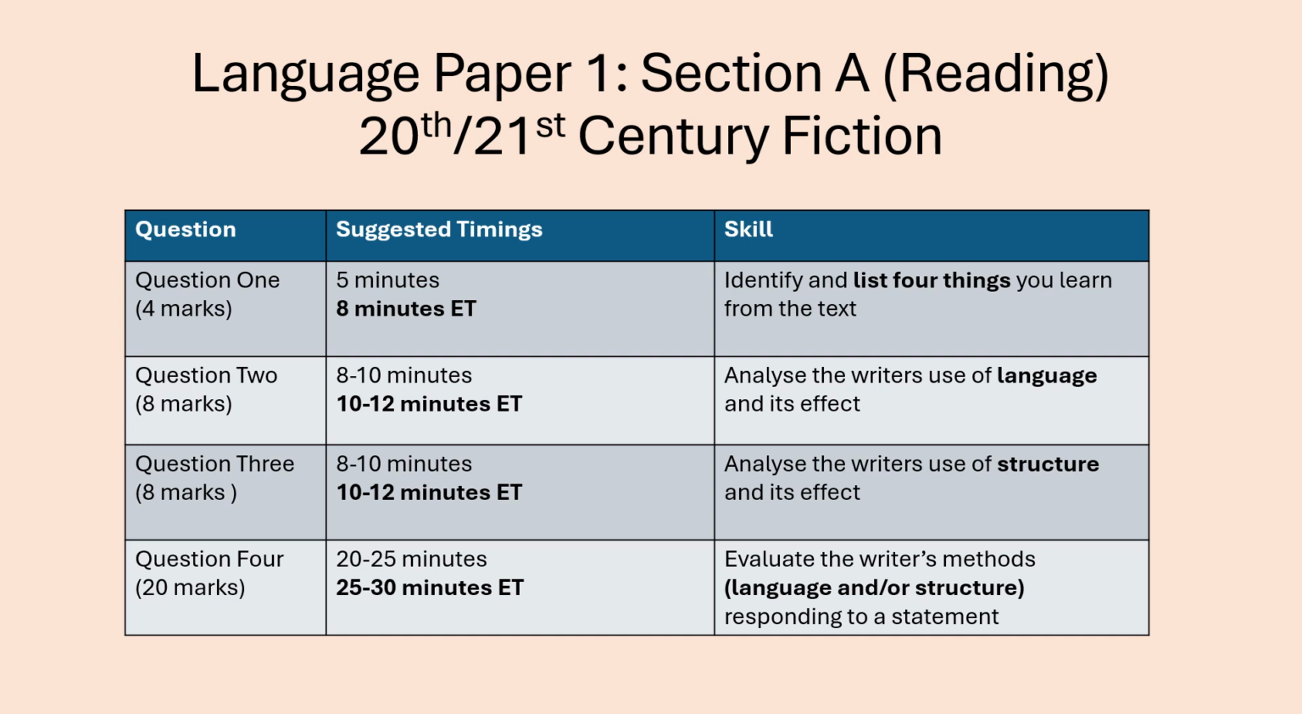Following Section A, you'll have Section B, the writing section, which we suggest you spend about 45 minutes on in total. Therefore, an hour for the 4 reading questions, but you need to be really clear with your timings and how long you're going to take on each question to ensure that you can be successful in each.